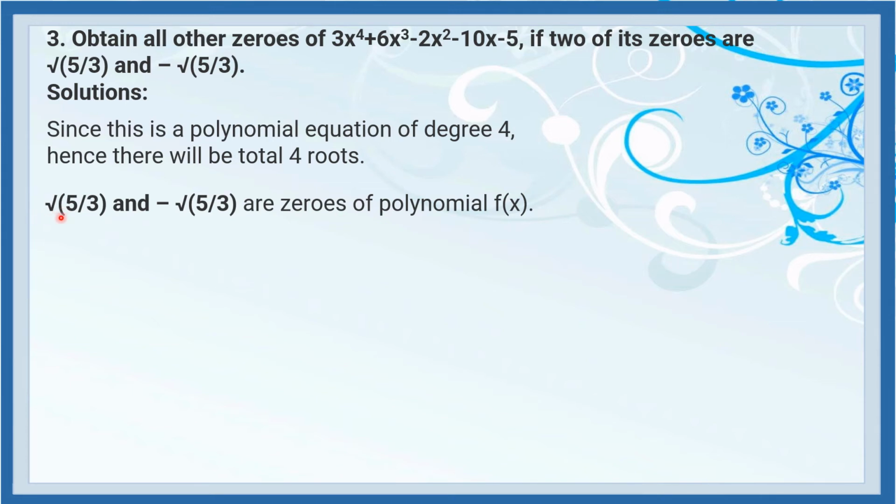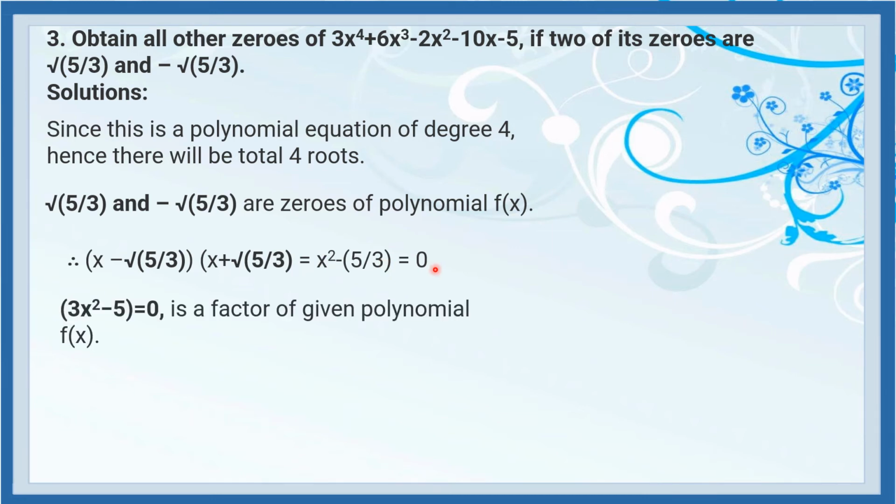So x minus root 5 by 3 and x plus root 5 by 3 are the factors. So here it is of the form a minus b into a plus b. So that is equal to a square minus b square. x square minus b square, where b is root 5 by 3 the whole square. So the root and square will get cancelled. We get x square minus 5 by 3. So what is the factor? We multiply fully by 3. So we get 3x square minus 5 equal to 3 into 0, 0. So 3x square minus 5 is the factor of the given polynomial f of x.